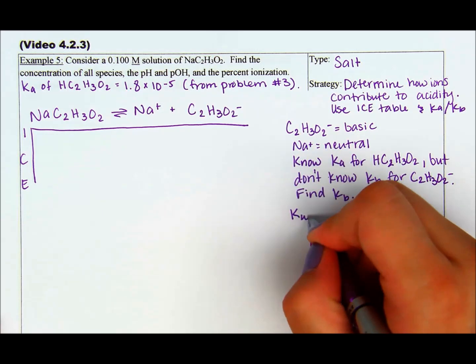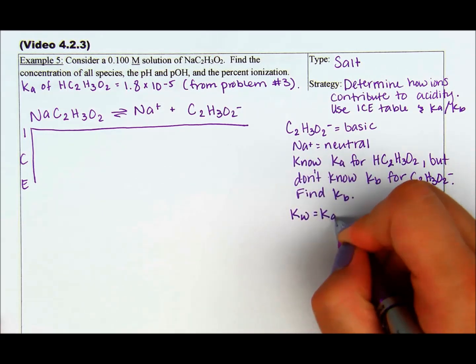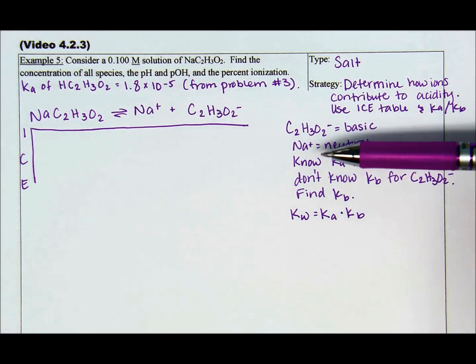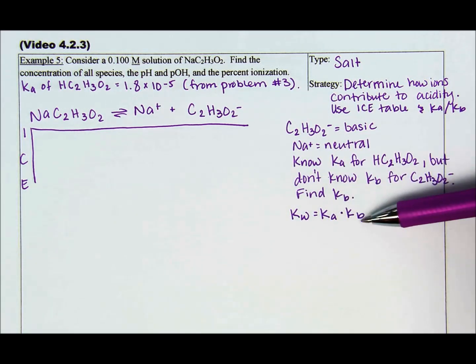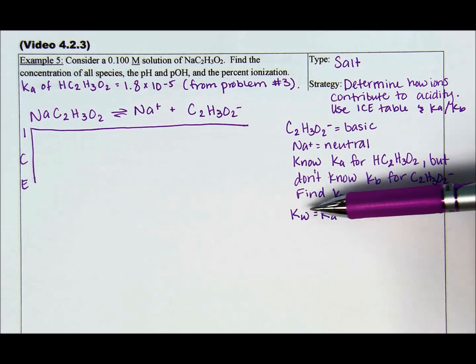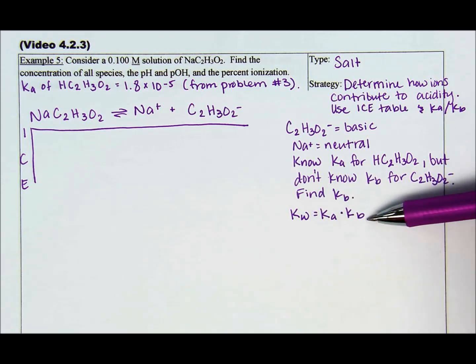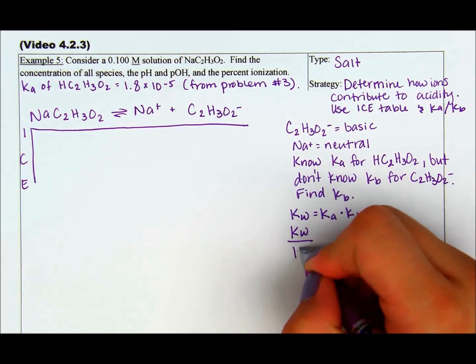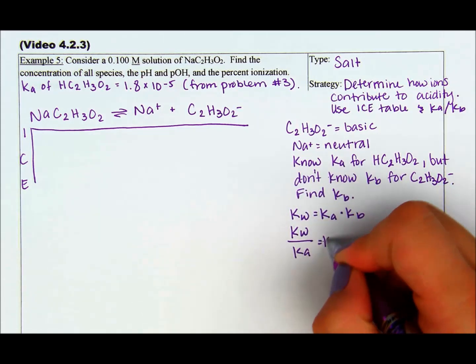We know that Kw equals Ka times Kb. And that's on the back of your periodic table, so you don't need to memorize that. But we do know that Kw, which is 1.0 times 10 to the negative 14, equals Ka times Kb. And so we know this, we can find this. So I'm going to go ahead and rearrange this. So Kw over Ka equals Kb.